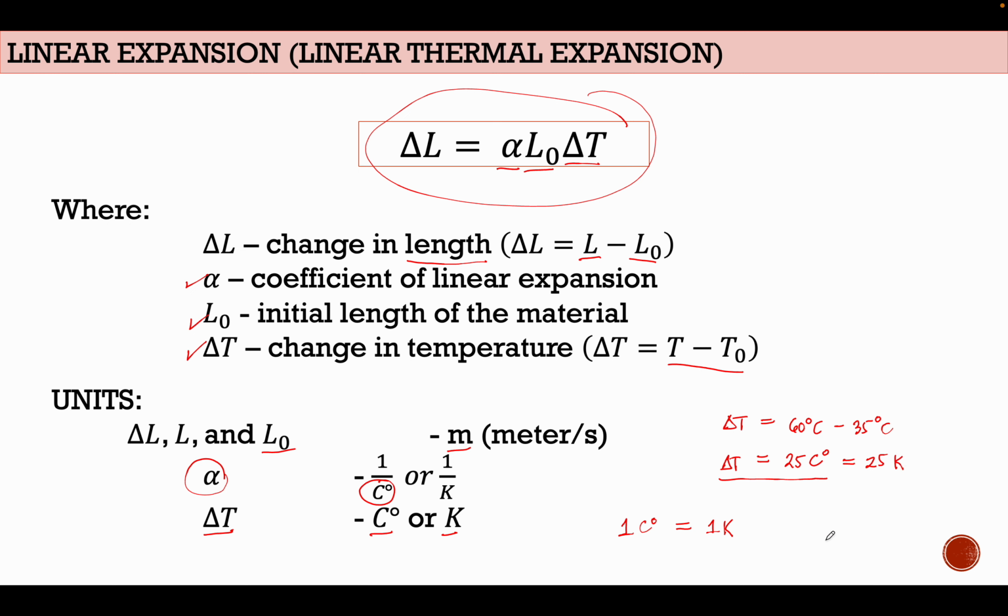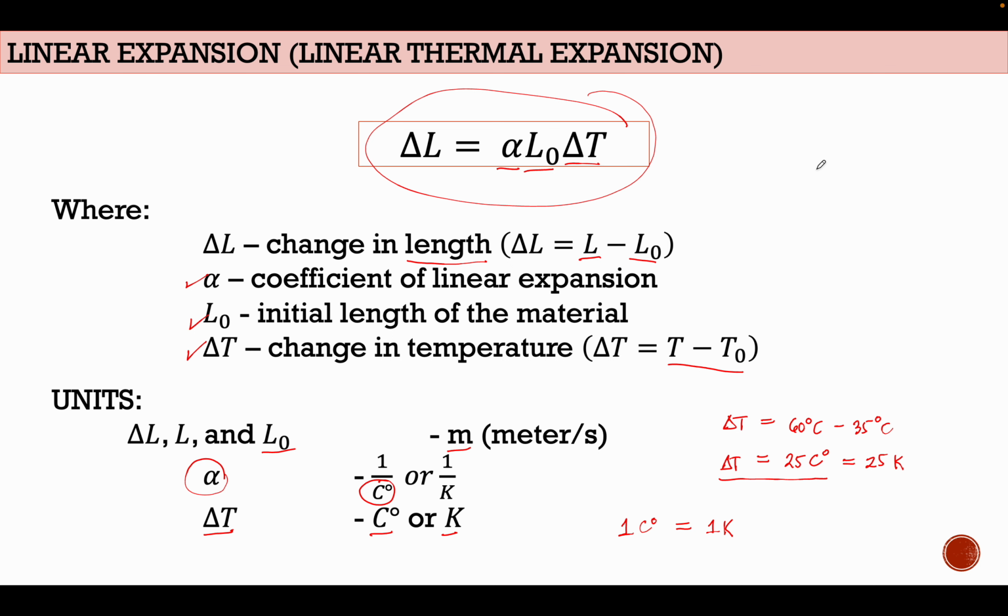So again, this conversion is only for thermal expansion and also for heat. Later on, after this topic, the next topic will be all about heat. So we will also be using Celsius degree and Kelvin as the unit for delta T. Okay, so take note that this one is different from the temperature conversion. Because, right?